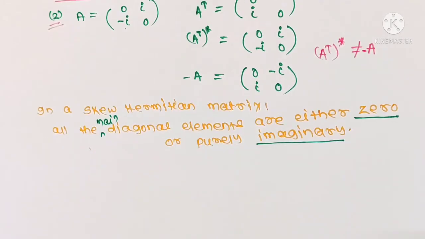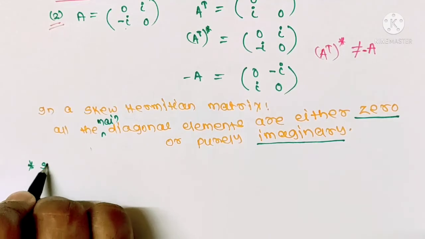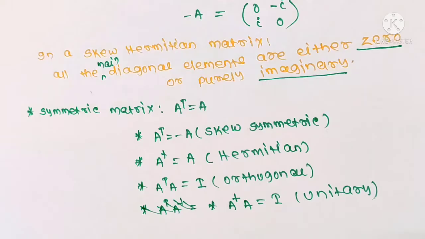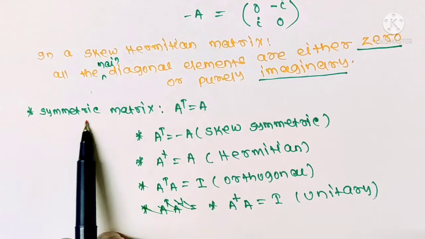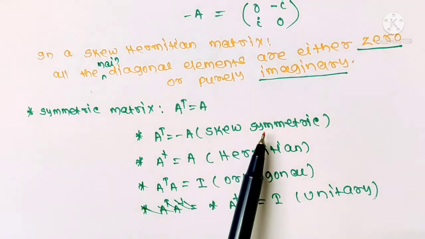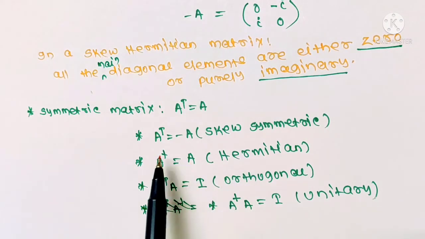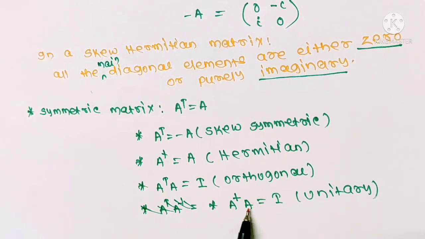You should remember the properties for other matrices too. For a symmetric matrix, if A transpose equals A, then that will be a symmetric matrix. If A transpose equals the negative of the matrix, then that will be a skew symmetric matrix. A dagger equals A, that is Hermitian. A dagger means A transpose conjugate. Or A transpose A equals identity matrix, that will be orthogonal. A dagger times A equals identity matrix, that will be a unitary matrix.